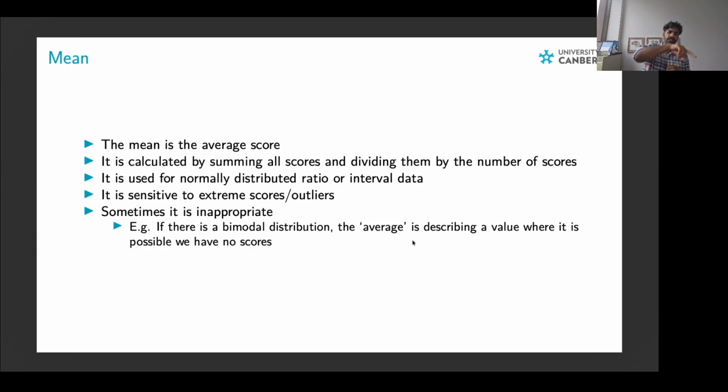If you have a bimodal distribution where you have 2 peaks in your distribution and you report the mean, it'll actually take the mean as the 0 value. So the average describes a place where there's actually no scores.